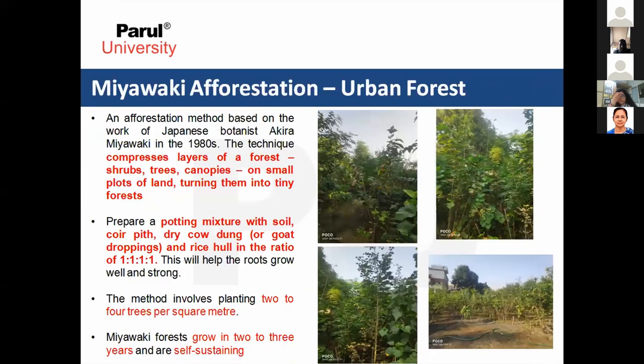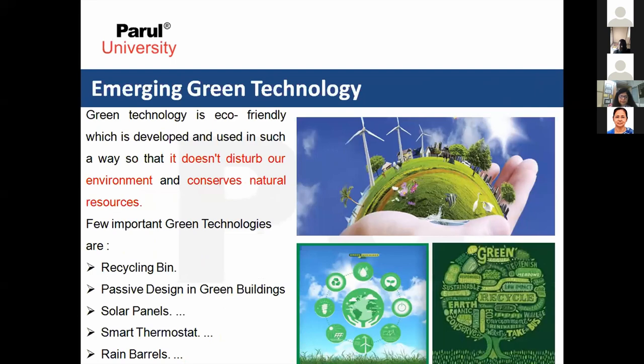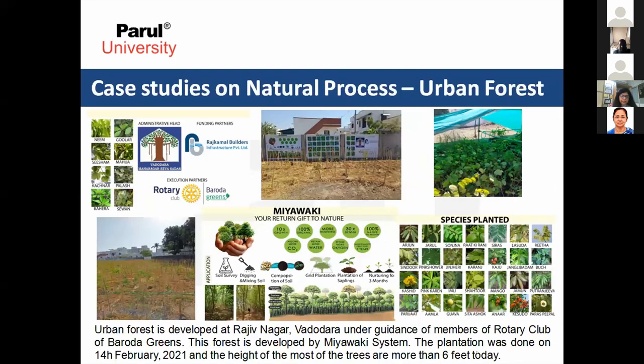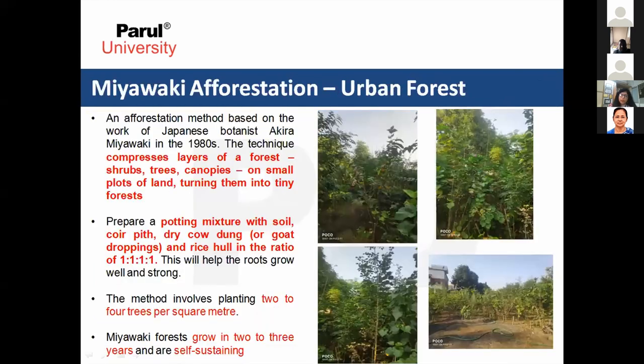The Miyawaki system was founded by Japanese botanist Akira Miyawaki in the 1980s. It comprises 4 compressed layers of shrubs, trees, and canopies on a small plot of land, turning it into a tiny forest. In this particular project, we did the soil survey to see what the nutrients are. After the soil survey, we mixed the soil with nutrients, which I've already mentioned: soil, coir pith, dry cow dung or goat droppings, and dry soil in the proportion of 1:1:1:1.